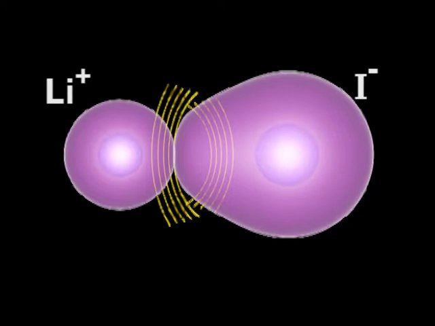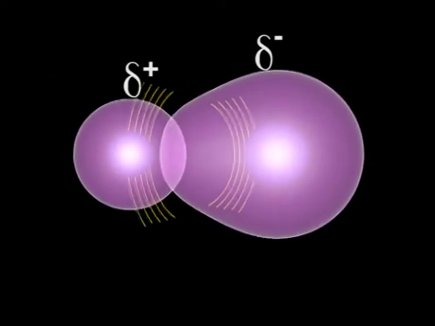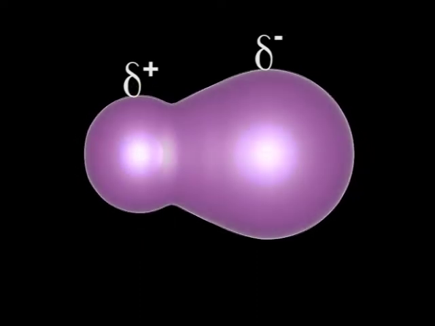As a result, the electron cloud of the anion distorts. The two oppositely charged ions come closer and their charge gets partly neutralized. Thus, a covalent bond is formed. Therefore, lithium iodide is covalent in nature.